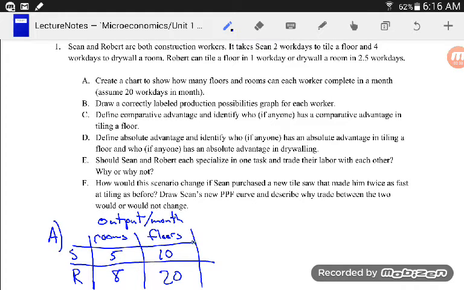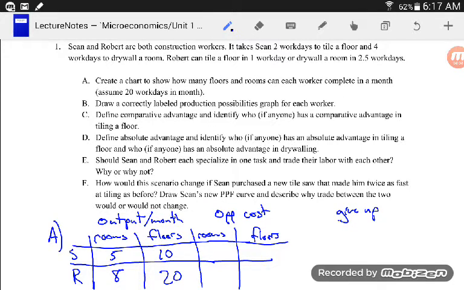I would probably take it a step further in my chart just for my own good, because I know where this question is going to go, and I would draw the opportunity cost. So I'm going to do that even though it's not written in the question. Remember, the opportunity cost is what you give up over what you get. So if I do rooms, I give up 10 floors to get 5 rooms. So the opportunity cost is 2 for Sean.